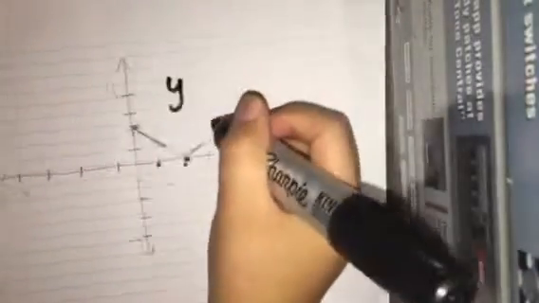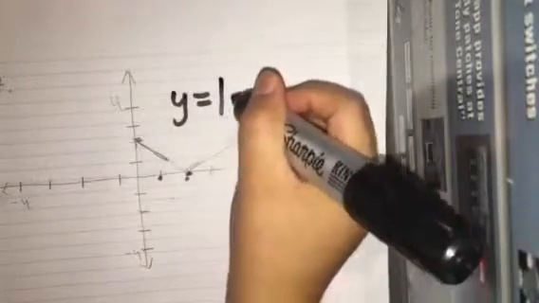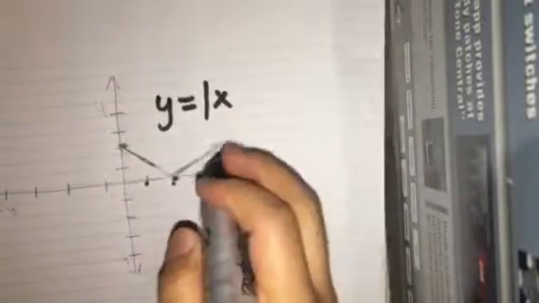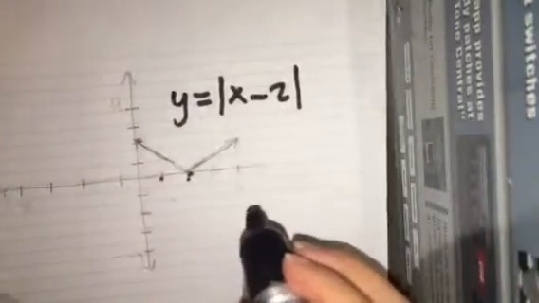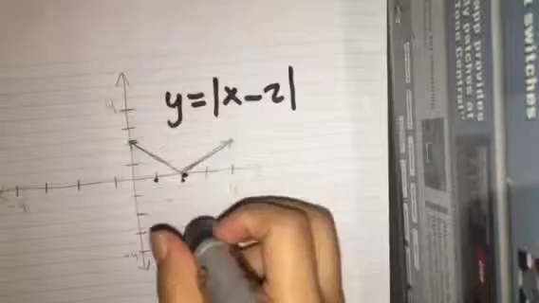17 is a positive absolute value. It didn't move up or down, so it is at the origin, but it moved to the right 2 times. So this means that y equals the absolute value of x. Since it moved to the right 2 times, it would be minus 2 inside the absolute value. So y equals absolute value of x minus 2. It would be G.